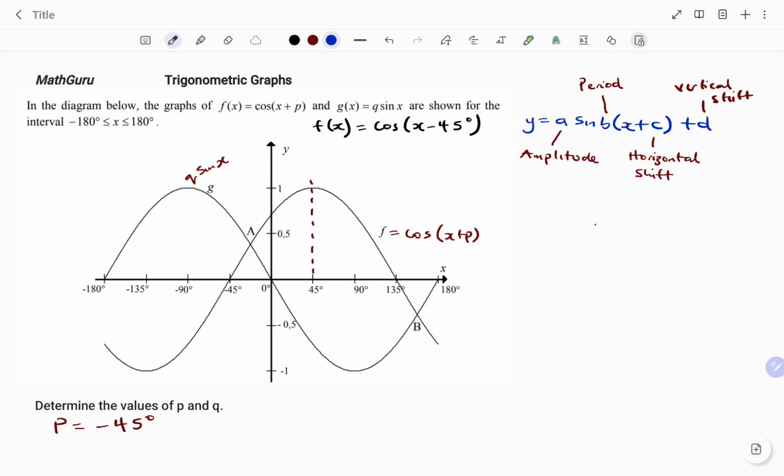To determine the value of q, my q will be from the graph of g of x equals q sine of x. If I go back to my standard equation, the q will be my amplitude, which is a in my standard equation. Note that this graph doesn't have a d value, which means there is no vertical shift. So therefore, to find q, all I need to do is to check what my maximum displacement from the origin is, or the maximum value of my crest or my trough or my depth.